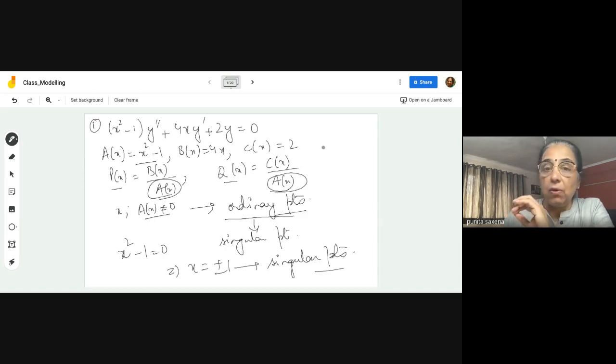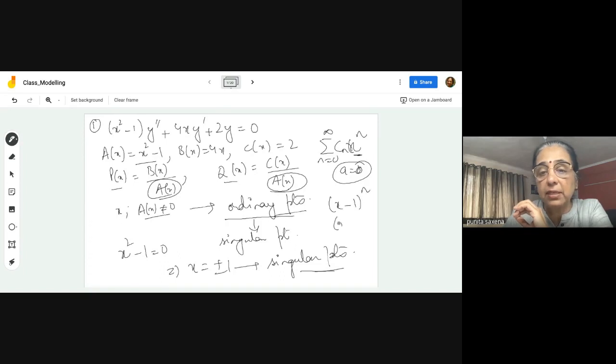Okay. Now, when we are finding a power series and we are writing the series in the form Σ Cn xⁿ from 0 to infinity, that means in this case, my a happens to be 0. Now, when I say ±1 are singular points, that means I cannot have series in the form (x − 1)ⁿ or (x + 1)ⁿ. Why? Because +1 and −1 are not ordinary points. So we cannot talk of power series around that.